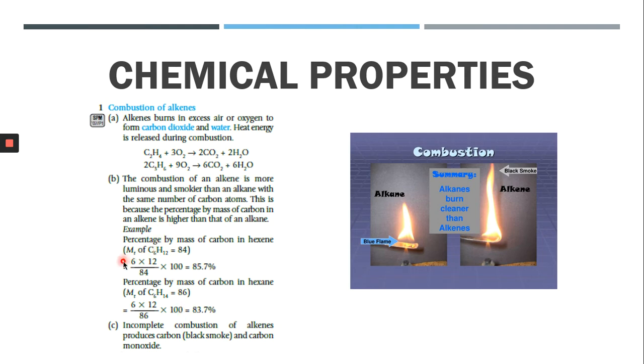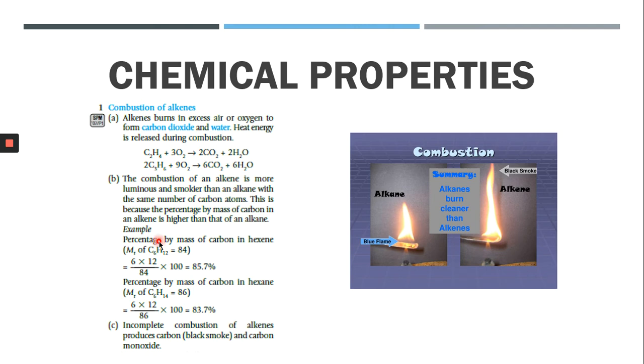So macam ni kita mau kira, first of course 6 times the molar mass of the carbon divided by the total relative molecular mass 84, where you tambah carbon dengan ditambah hydrogen. So times dengan 100, you'll get this one. Same goes to hexane. And then you compare siapa yang lebih banyak percentage of carbon. Of course, hexene. Hence, hexene will have a more luminous and smokier flame.